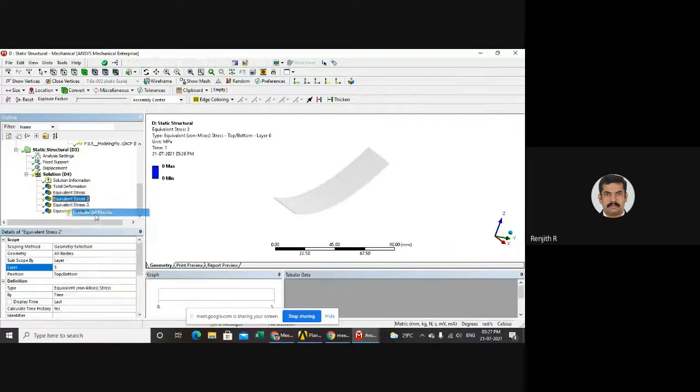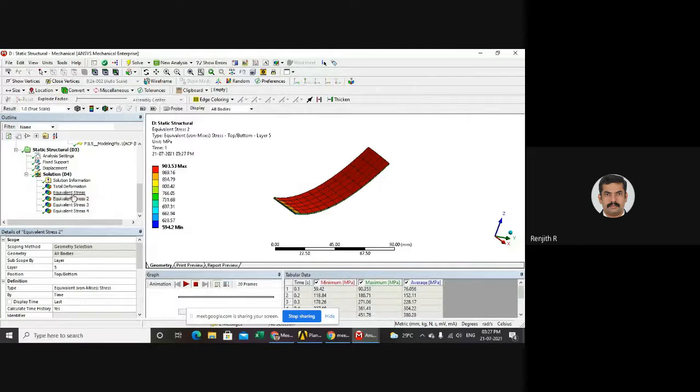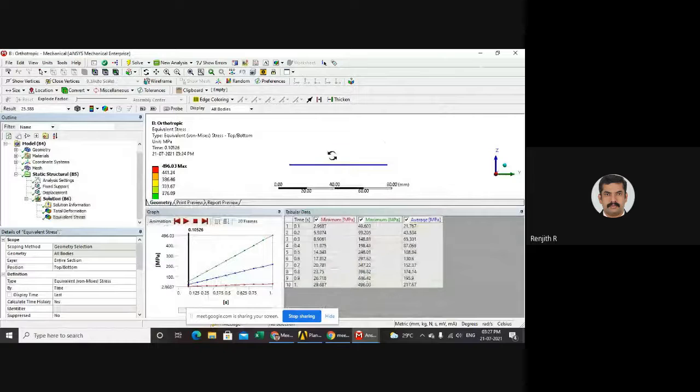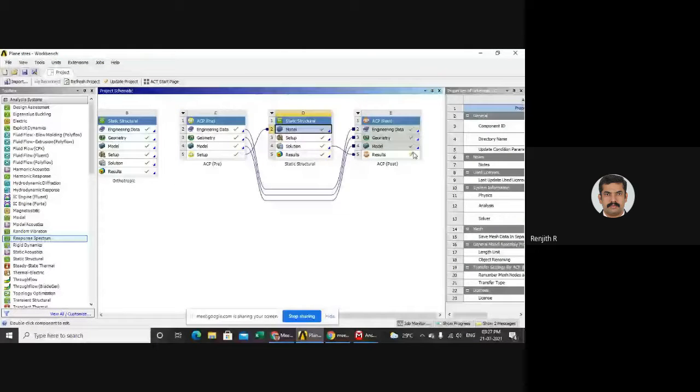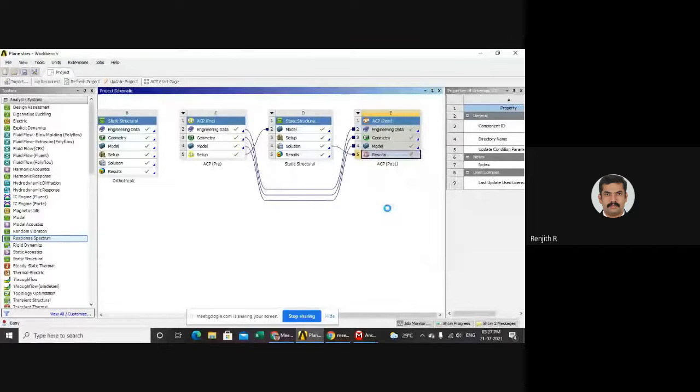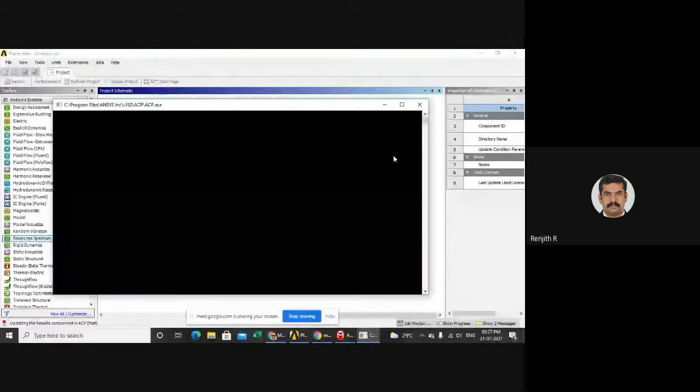This is the output provided, but equivalent stress means it's based on von Mises failure criteria. Most of the time we don't use von Mises failure criteria for our analysis. That's why we go for ANSYS Post, which is the post processor used to find out the failure criteria with respect to the orthotropic material behavior. I'll show you that also, but unfortunately this has not failed, so the results will be a bit different from the presentation.